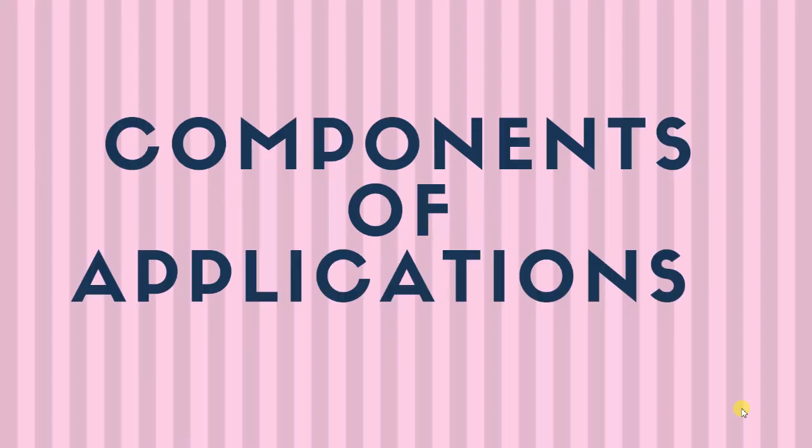Components of applications. Components of applications basically involve each and every button and each and every feature of your application. If you click something, it has to take you to the respective page. If you click on the back button, it has to navigate you back, and many more things. Basically it is an overall check that has to be made on your application.